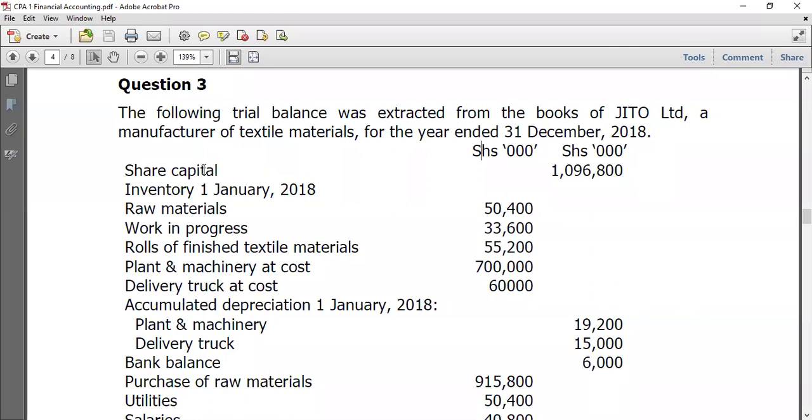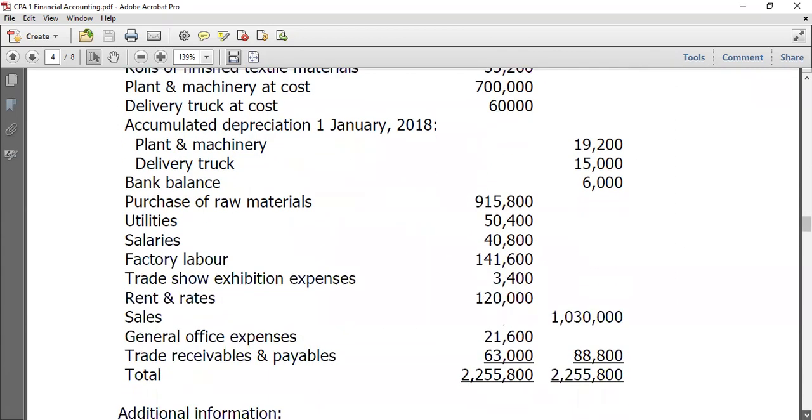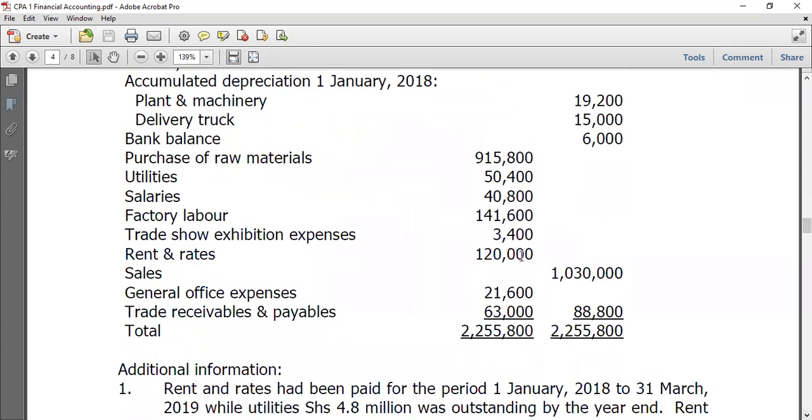So they have given us our share capital. Now, as you can see, share capital has a credit balance because it's part of equity. They have gone ahead to give us inventory and so on, and also different expenses, utilities, salaries, and so on. And then they have also given us rent and rates, that value.